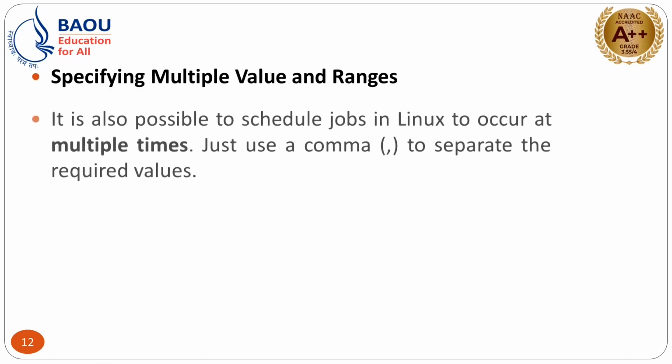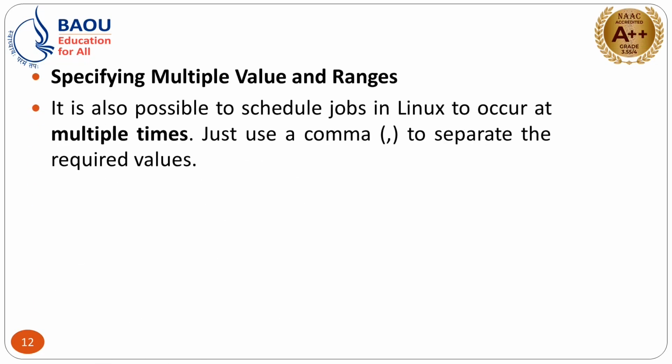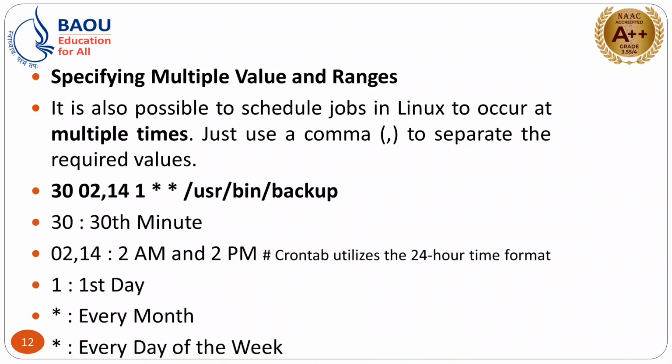Then, specifying multiple values and ranges. In the previous example, we saw a specific time at which you want to schedule a particular command or job to execute. But now suppose you require that particular job or command to execute multiple times, right? In that case, you have to mention multiple values here. You can see on the screen that we have mentioned 30, then 2, then after the comma, 14 and 1.